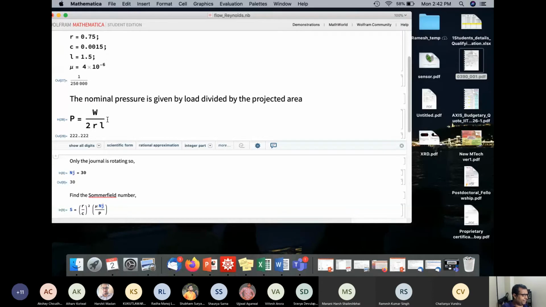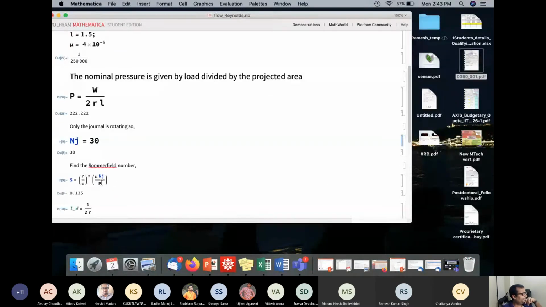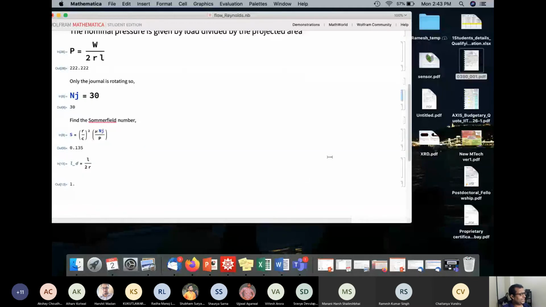I basically go ahead and say my revolution is 30 per second. NJ is 30 revolutions per second. So basically, I have mu NJ by P times R by C squared. So basically, let's go ahead and find out what it will be.